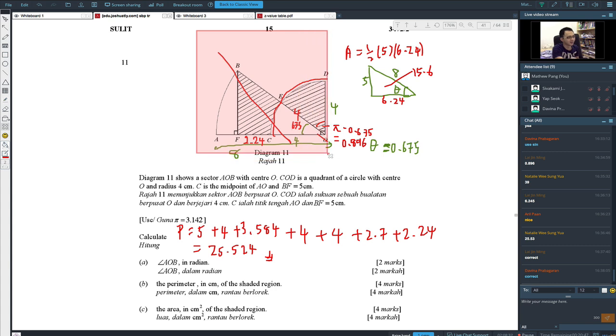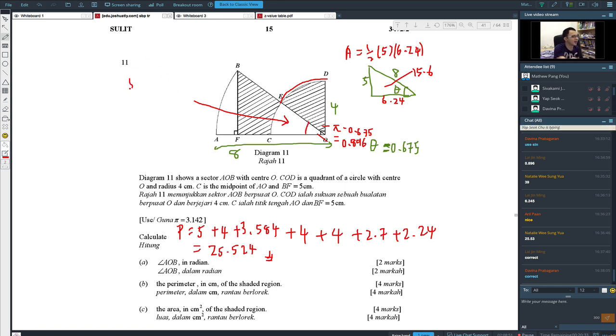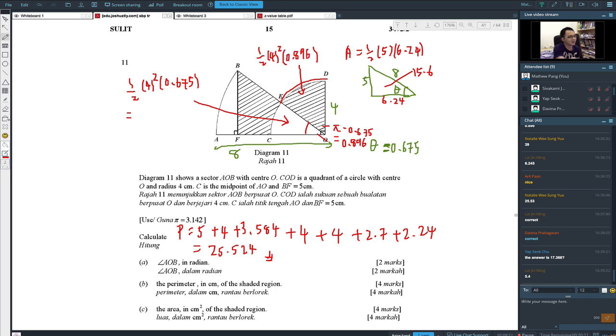Now I need to find this area first. This one is 0.675, so it'll be half r squared, which is 4 squared, multiplied by 0.675. Then I will do the same for this one: half r squared, my r is 4 squared, and the angle is 0.896. I will solve it one by one. So 4 squared is 16, multiplied by 0.675, divided by 2. I will get 5.4.